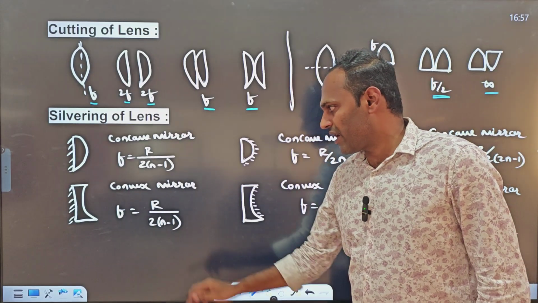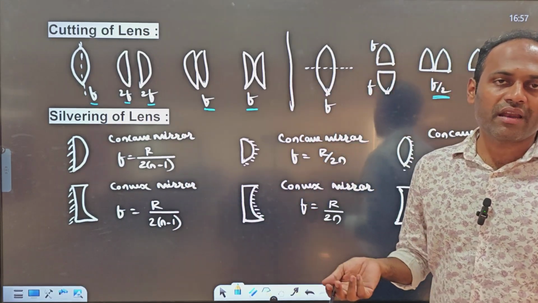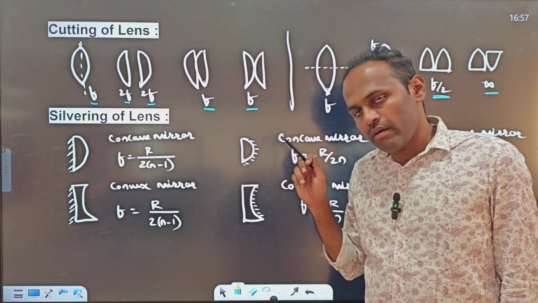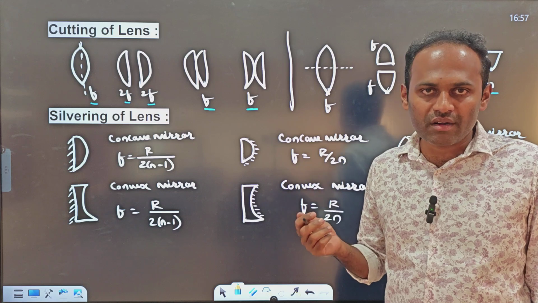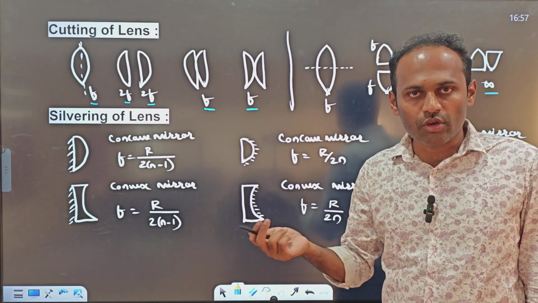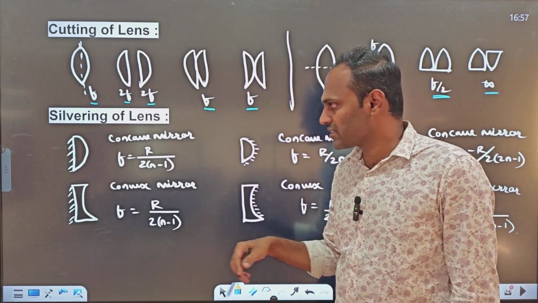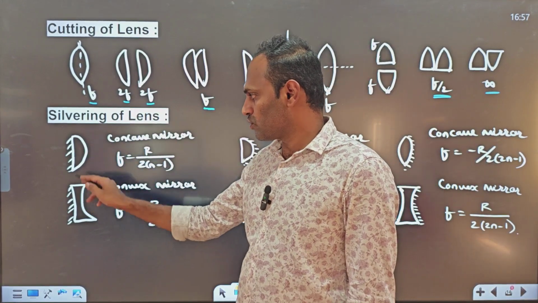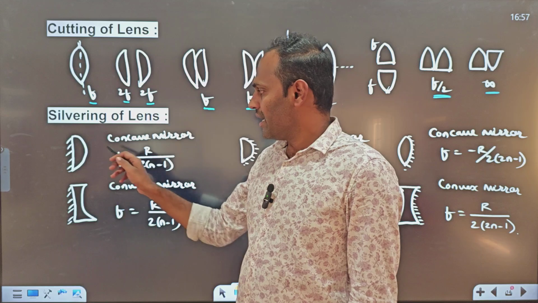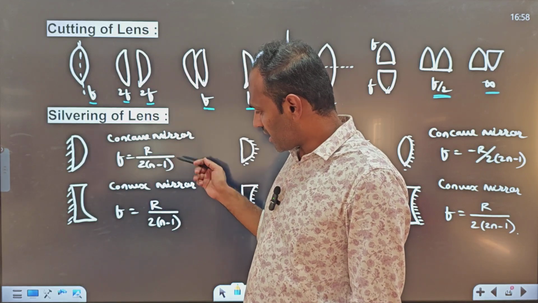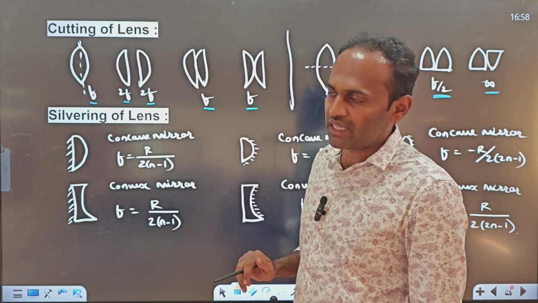Silvering of lens. See, whenever you silver a lens, it may be plane or biconvex or single convex lens. If you silver polish, then it will act like a mirror, and if it is convex, it will act like a concave mirror. If it is a concave lens, it will act like a convex mirror. So the nature will get reversed. See, here we have silver polished the plane surface. Convex behaves like a concave mirror, concave behaves like a convex mirror. The focal length will be this much.